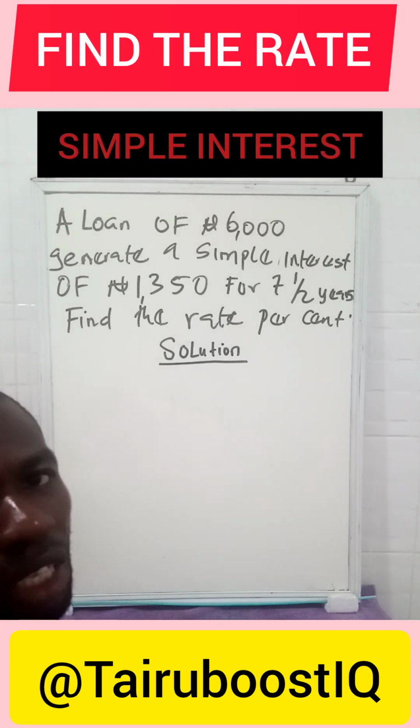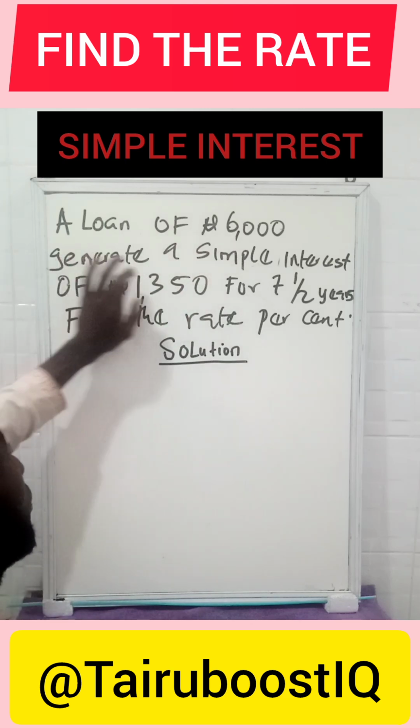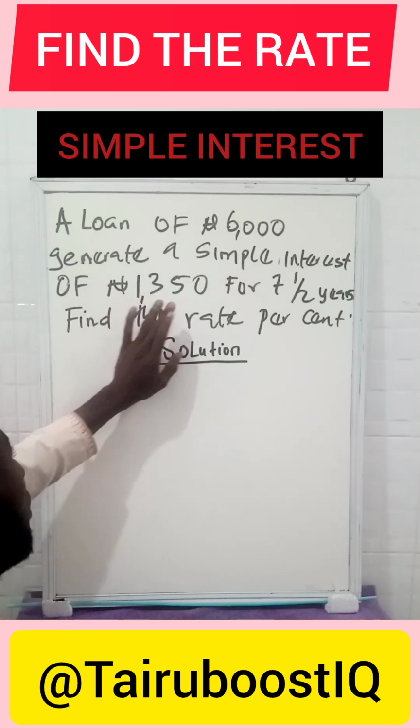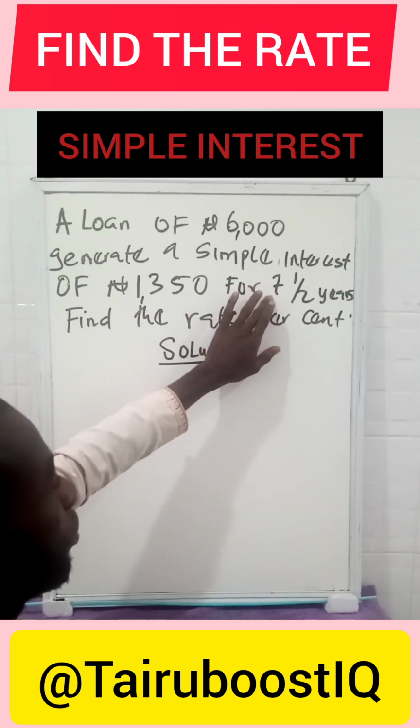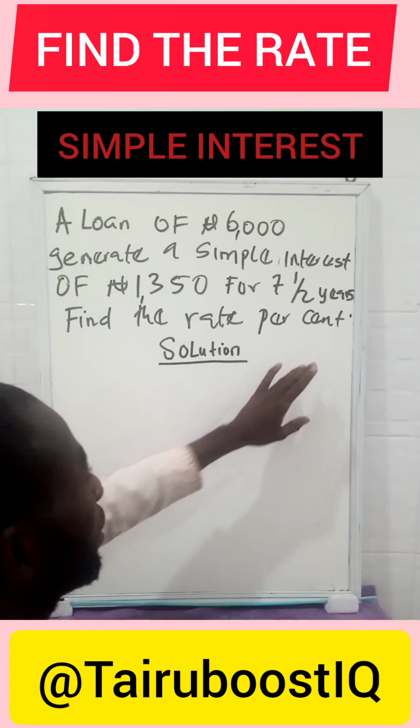You are welcome again. Let's solve this question on simple interest. A loan of 6,000 generates a simple interest of 1,350 for 7.5 years. Find the rate per cent.